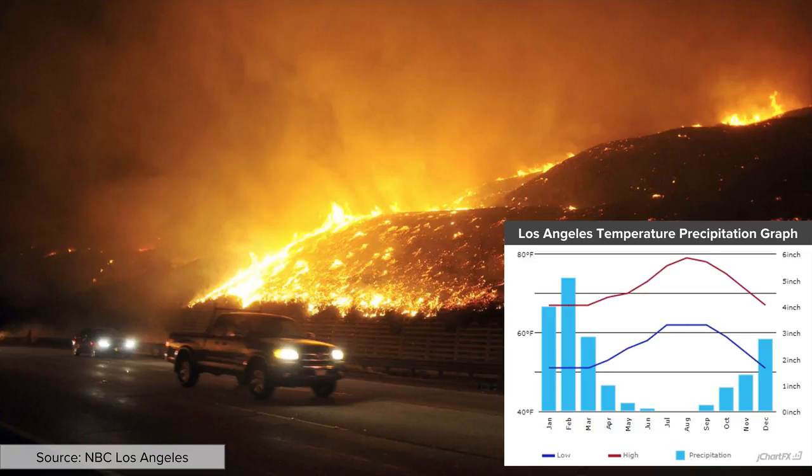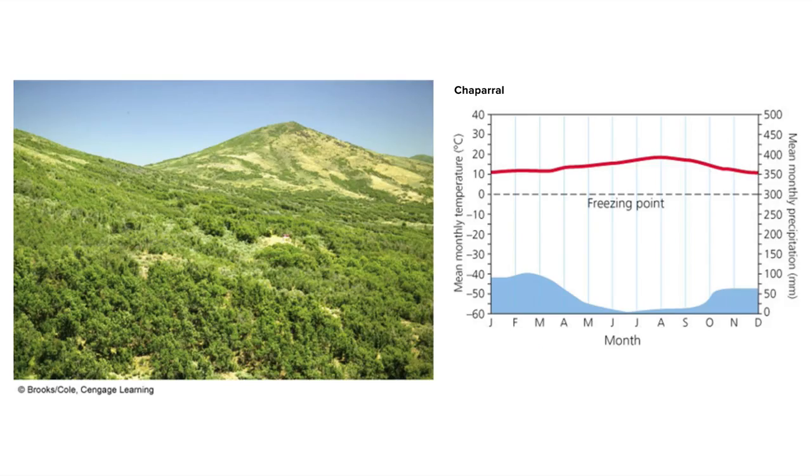Okay. All right, now there's another biome. It's called chaparral. The temperature fluctuation is minimal, but if you look carefully, it's on the cooler side, 10 to 15 degrees Celsius, which is about 50 to 60 degrees Fahrenheit. And a key feature about chaparral is that the summer months are usually pretty dry.